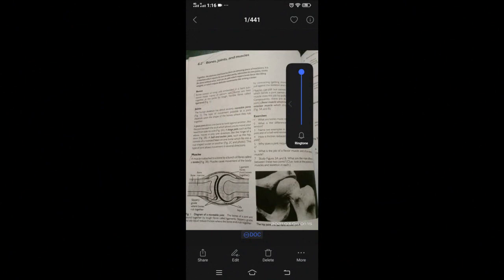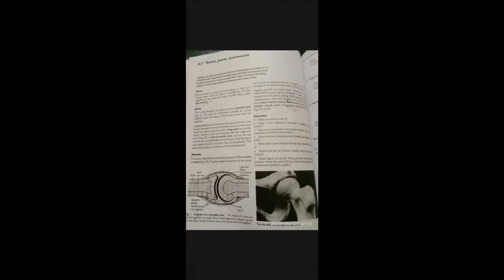I'm your biology ma'am, and today our topic is unit 6.2: bones, joints and muscles. So in this chapter we are going to study about bones, joints and muscles. Now what are bones? Bones consist of living things embedded in a hard substance made mainly of calcium. Bones are held together at the joints by tough flexible fibers called ligaments.